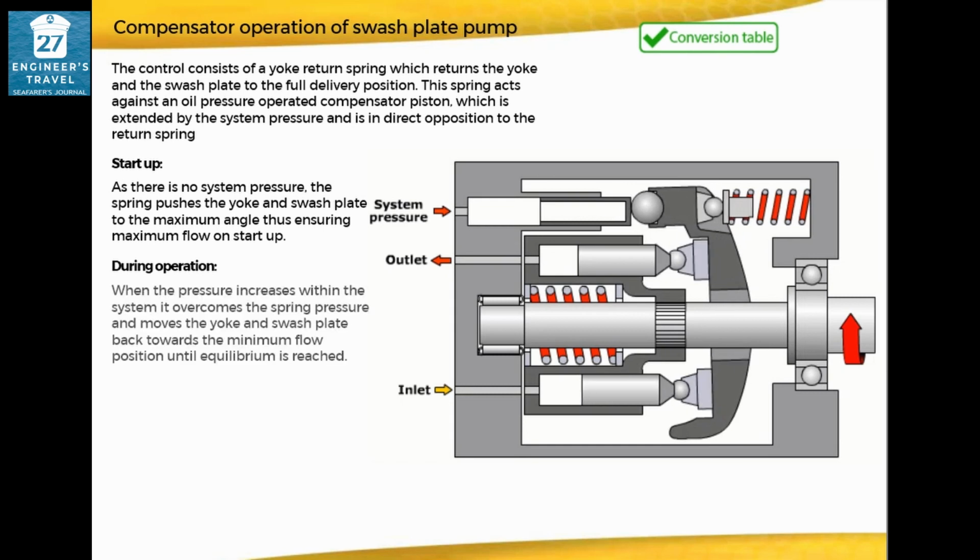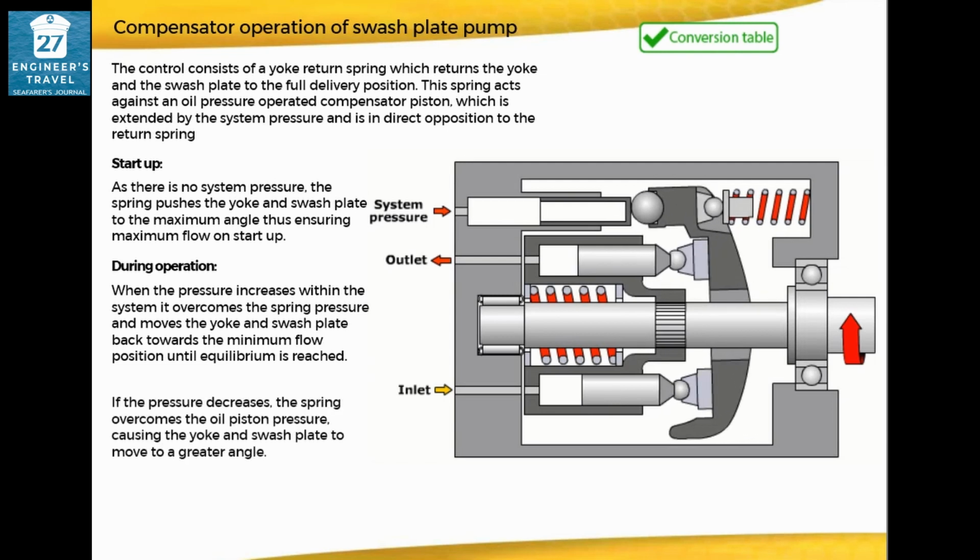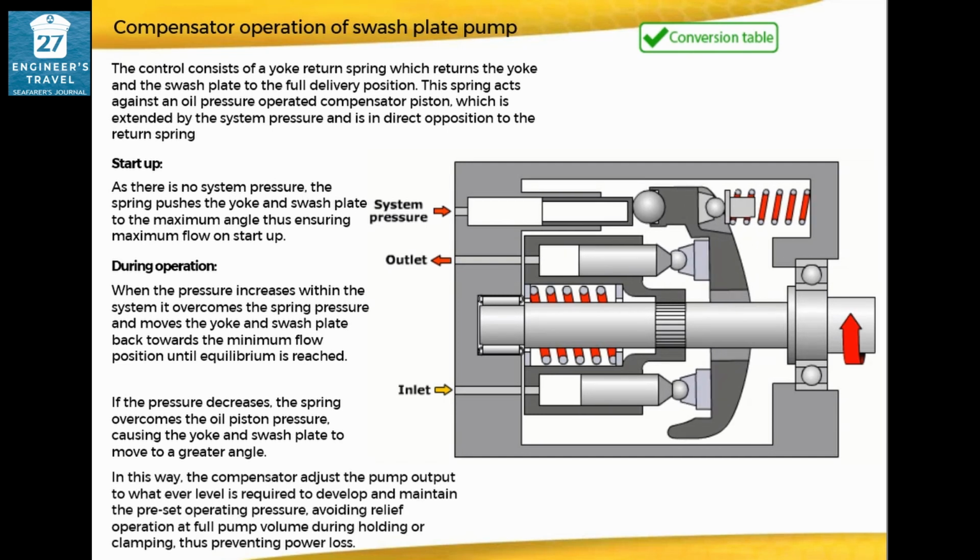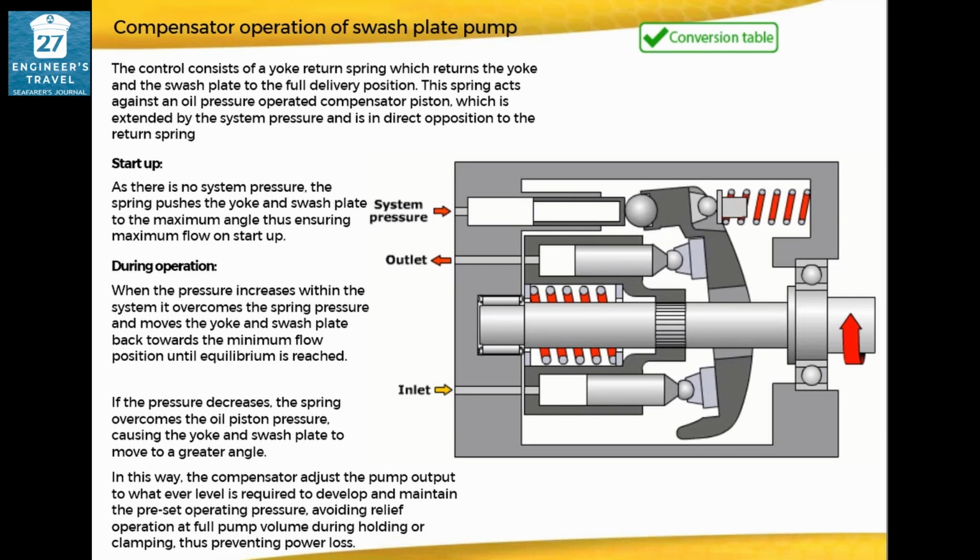During operation, when the pressure increases within the system, it overcomes the spring pressure and moves the yoke and swash plate back towards the minimum flow position until equilibrium is reached. If the pressure decreases, the spring overcomes the oil piston pressure, causing the yoke and swash plate to move to a greater angle. In this way, the compensator adjusts the pump output to whatever level is required to develop and maintain the preset operating pressure, avoiding relief operation at full pump volume during holding or clamping, thus preventing power loss.